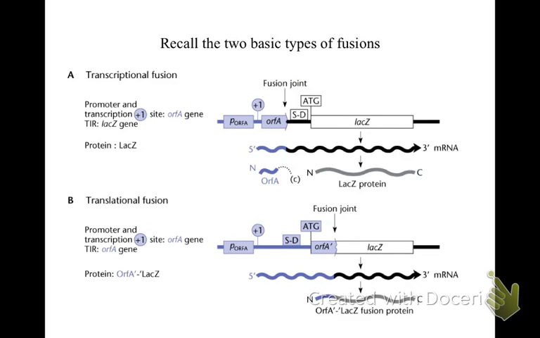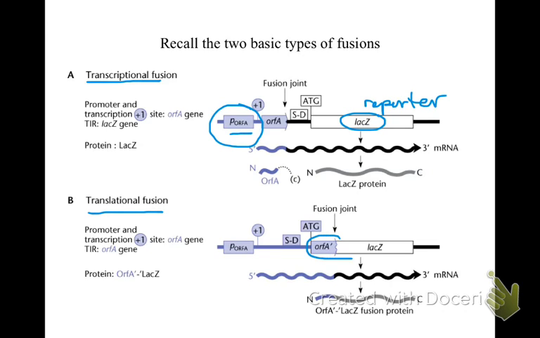I want to remind you about the basic types of fusions. A transcriptional fusion can be very useful if you're trying to study what is happening with a given promoter, and in that case we're putting lacZ or some other reporter gene in an operon so that we can monitor that promoter. We're not making fusion proteins though. A translational fusion allows us to make actually a fusion protein.